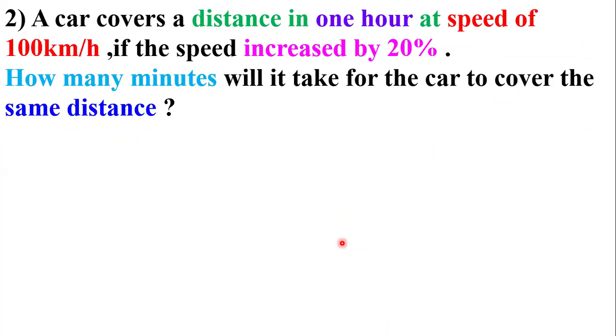Here is the next question. A car covers a distance in 1 hour at a speed of 100 km per hour. If the speed increased by 20%, how many minutes will it take for the car to cover the same distance? The first step, we need to understand the question. And the second step, we need to convert the statement into an equation form. We have the same distance, so we can calculate the distance.